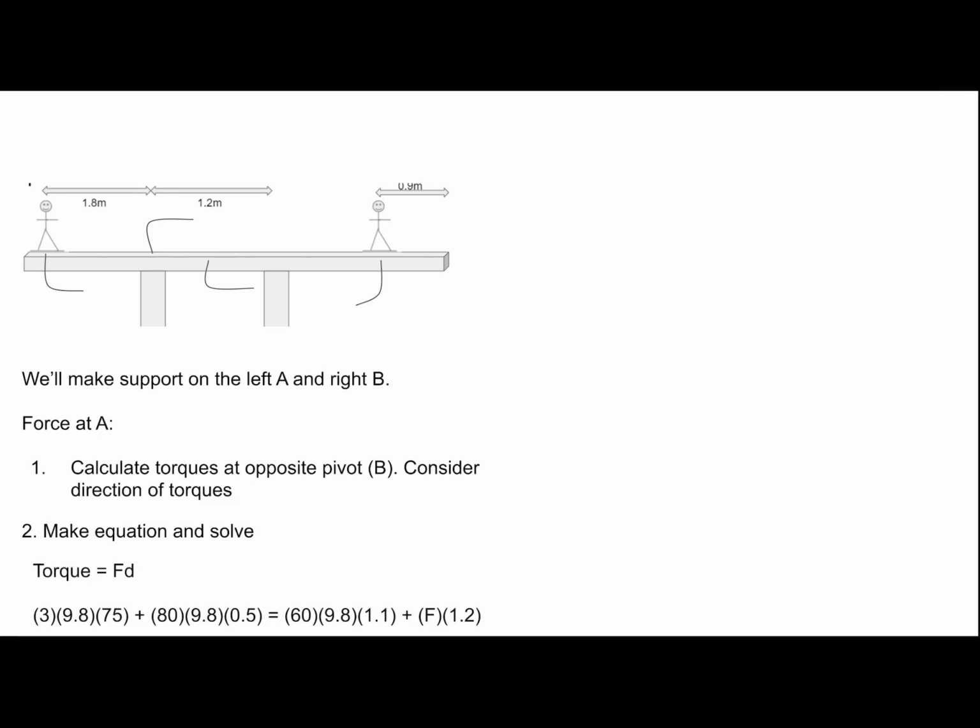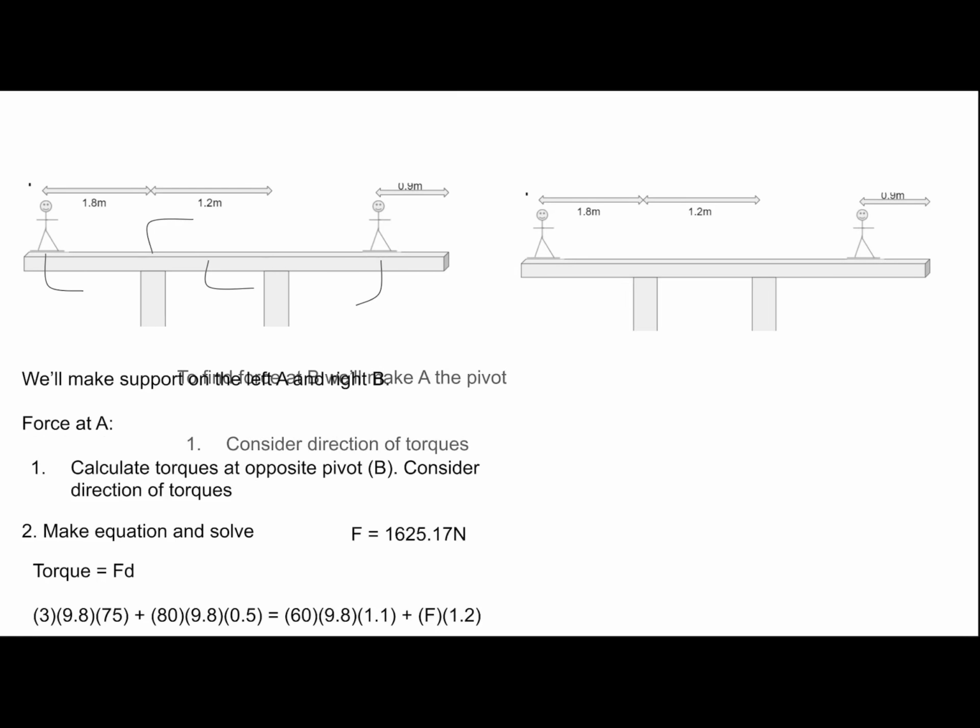In terms of the distance for Brian, the entire bar is 5 meters, and we're trying to find the distance from Brian to the support B. So it'll be 5 minus 1.8 minus 1.2 minus the 0.9, and that'll give us the distance in between there. Okay, so once we set up our equation, we just need to rearrange and solve. So we should get our force equals 1,625.17 newtons.